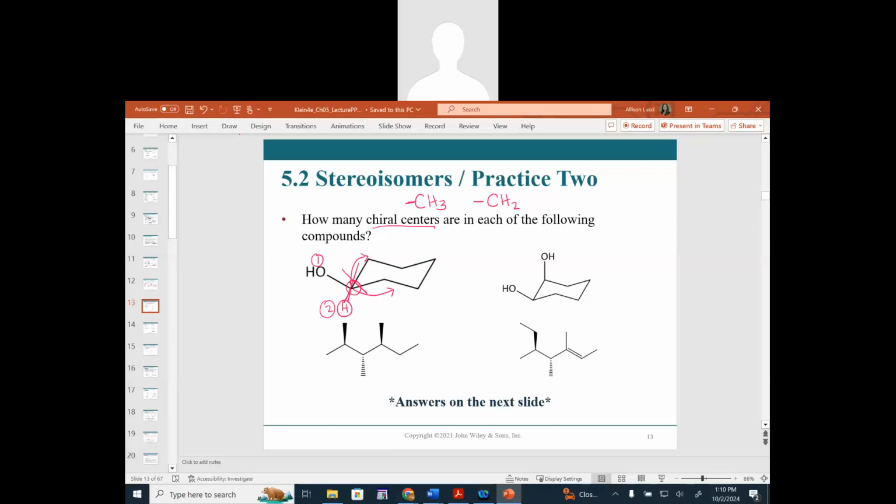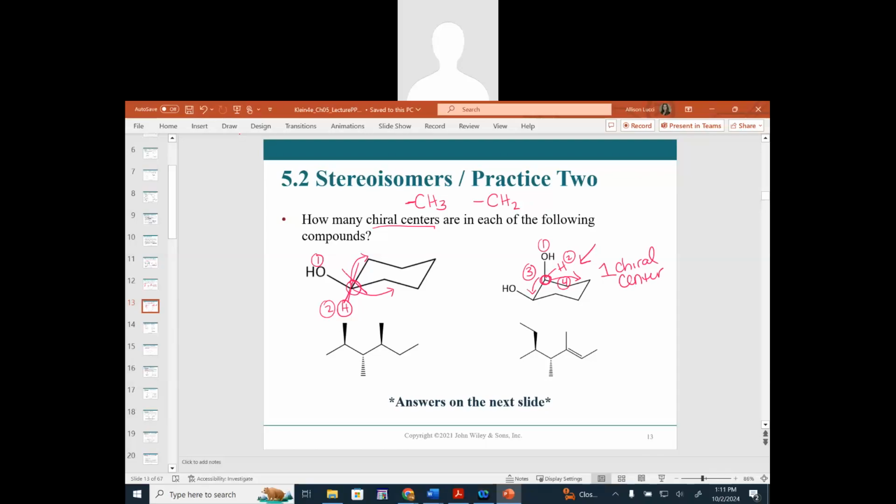If we were to look over here at this molecule, we could do the same thing. So now I have 1, I have a hydrogen, that's my second group. Going around the ring this way is different than going around the ring this way. So I will have 4 different groups and 1 chiral center here as a result.